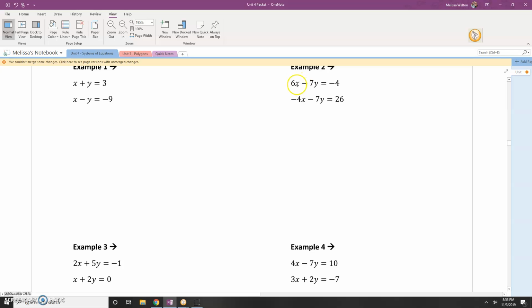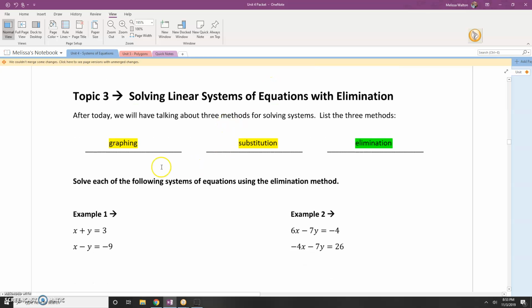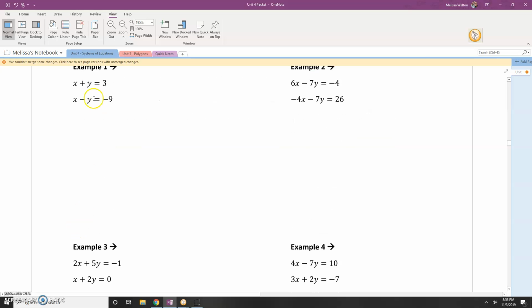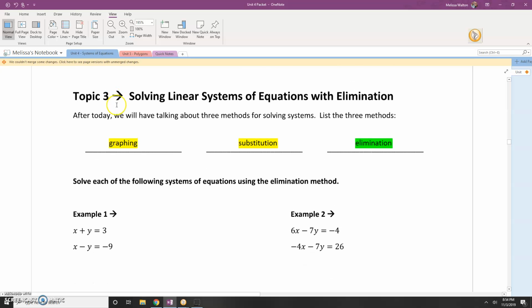If I solve for x in this one, you're going to end up with this equation. X equals -4 plus 7y all divided by 6. That's not going to make for a very friendly substitution. So what we're going to be doing is elimination. And the key to elimination is to start off with our equations that look like they are perfectly lined up. Right here we have x's that are matched up, y's that are matched up. We have an equal sign that's in the same spot. And then we have our numbers on the other side. So we're going to be going through elimination today.